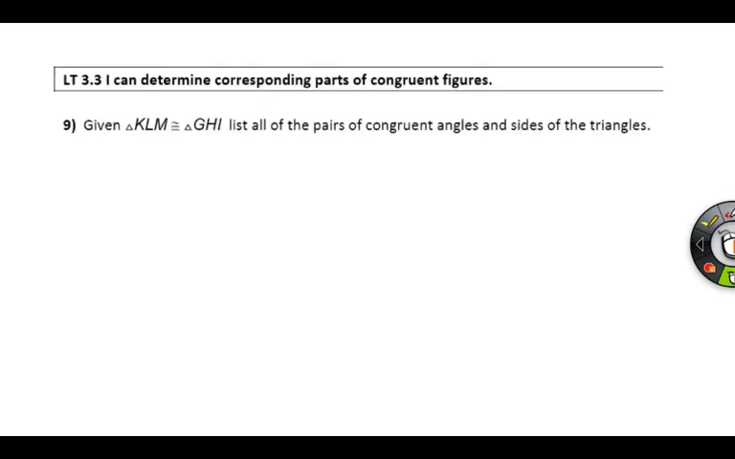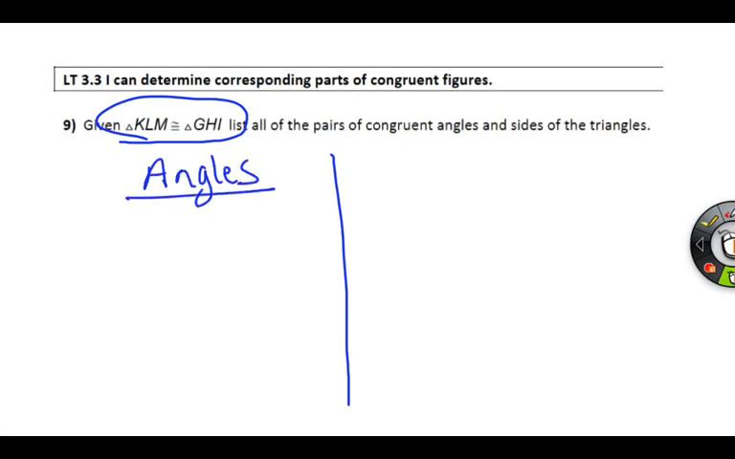Okay, so now we get to 3.3. We're going to determine all the corresponding parts of congruent figures. So if these two triangles here are congruent, then we just start listing all the things they have that are congruent. So for example, again, noting that the angles are the same. So we would say that angle K is congruent, see how the first letter is the same as that one? So angle K is congruent to angle G.